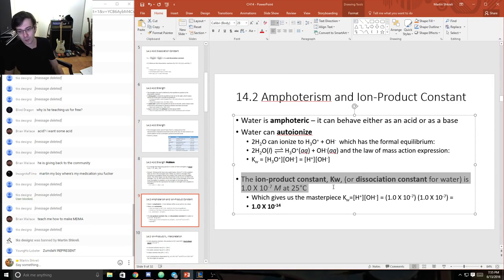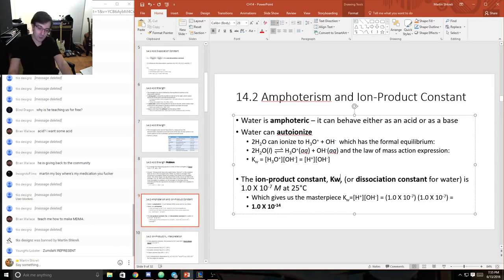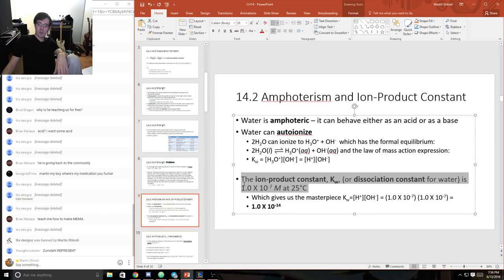The ion product constant we'll call Kw, and here I'll just subscript this W. And this is the dissociation constant for water. And what it is, it's actually 1.0 times 10 to the negative 7th molar at 25 degrees Celsius. And we have this masterpiece. And this is a really important concept in acid-base chemistry, where the dissociation constant is equal to the protons multiplied by the hydroxide ions. And what we get when we multiply these two things, if you know a little bit of algebra, is 1.0 times 10 to the negative 14th. So this is the ion product constant, or Kw, for water.